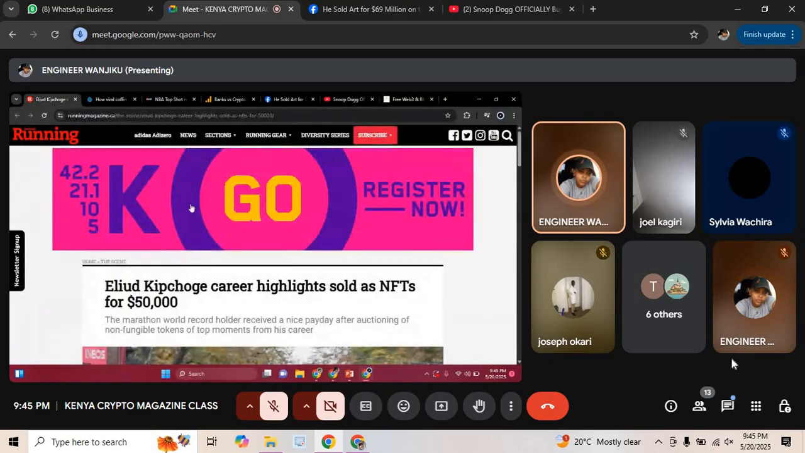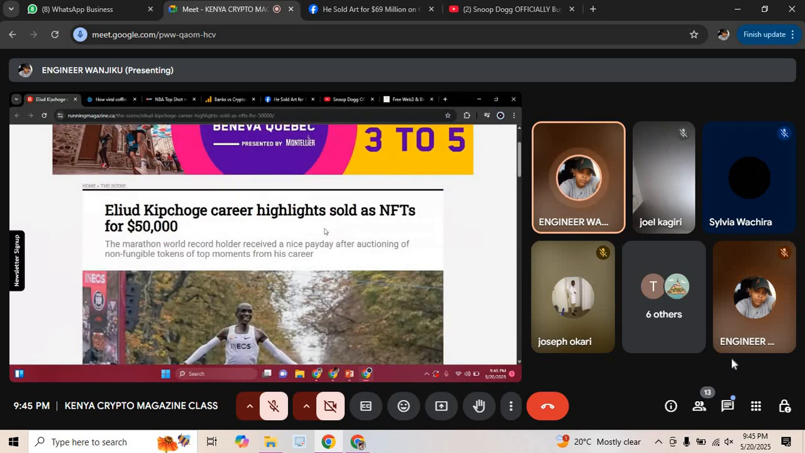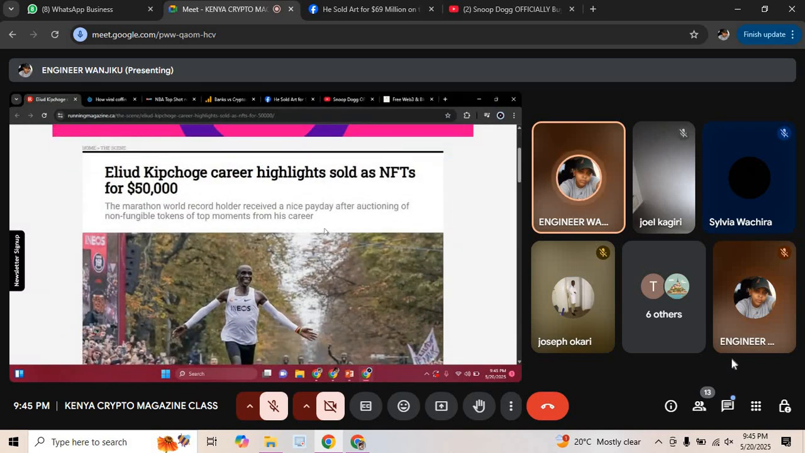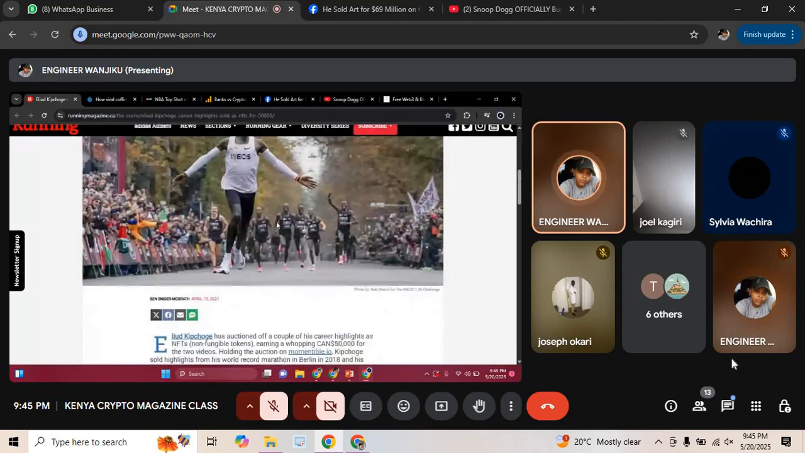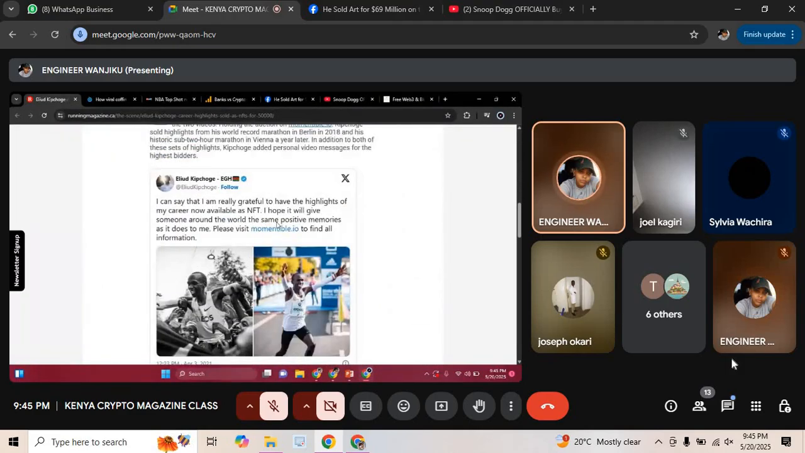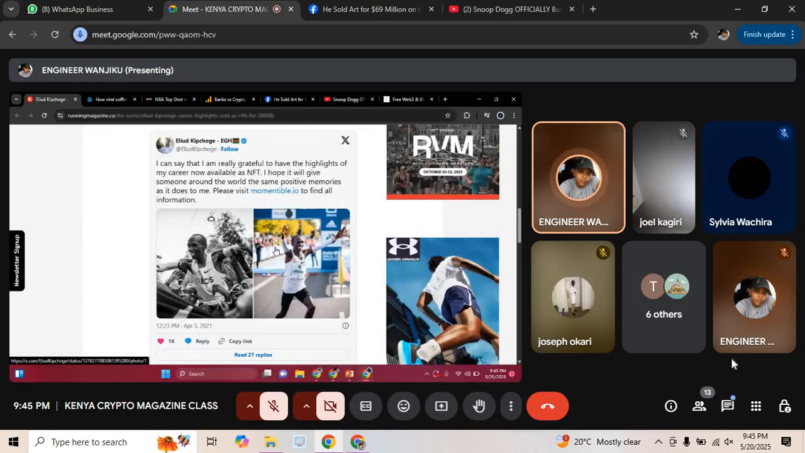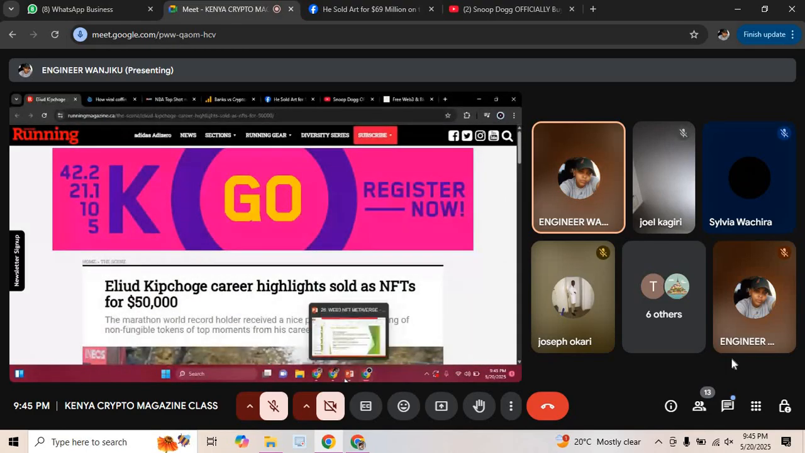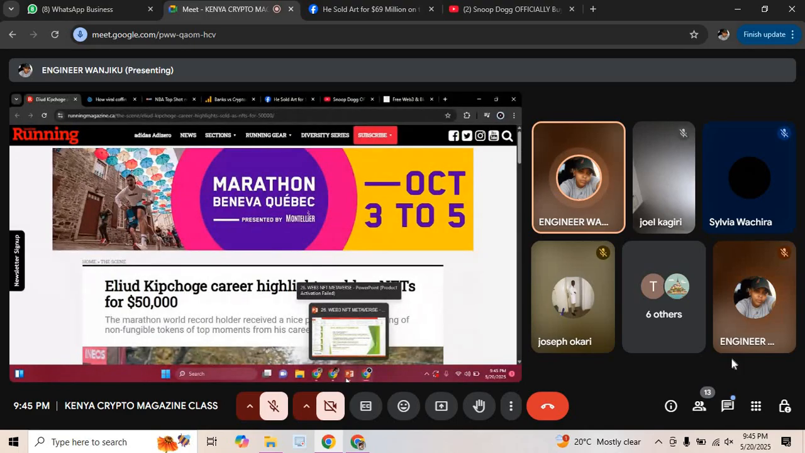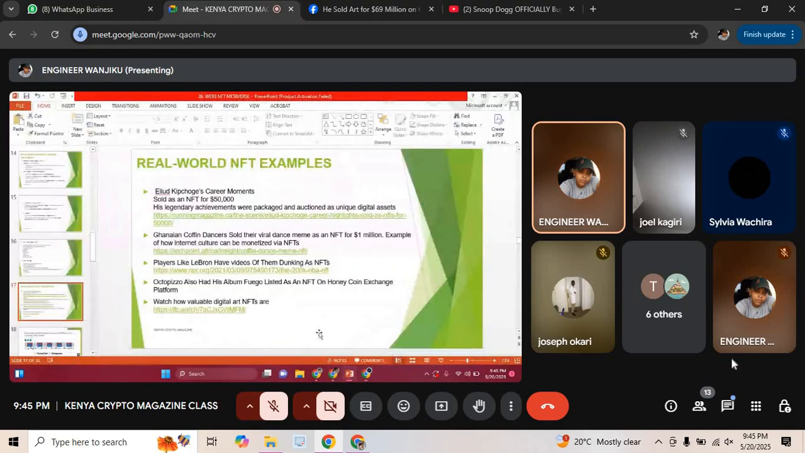And here it is. Eliud Kipchoge career highlights sold as NFTs for 50,000. So the NFT is this one. This picture right here was sold for how much? These ones, this one, they were all sold for 50,000. Not Kenya shillings, $50,000, which is approximately 6 million Kenya shillings.